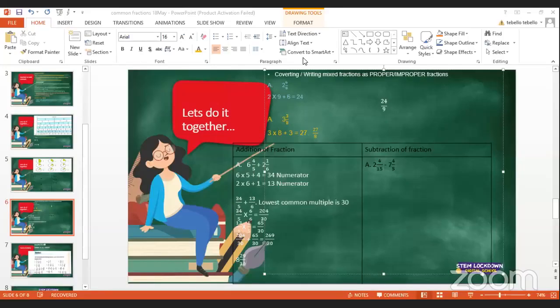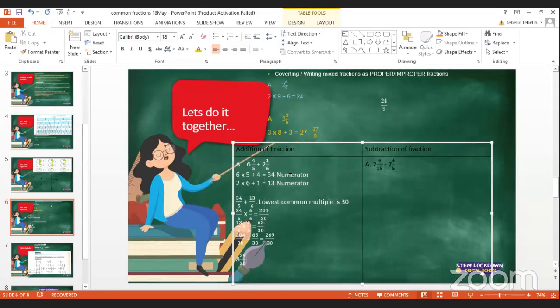Okay, guys, we are back. It was just a bit of difficulty. So here, guys, let's move to this table right here. So now we are done converting our mixed fractions to proper or improper fractions, right? Okay, so let's go now to adding and subtracting our fractions.